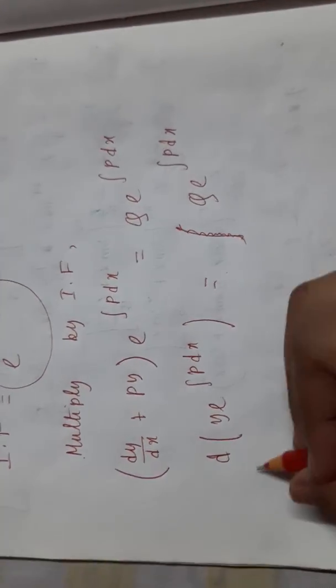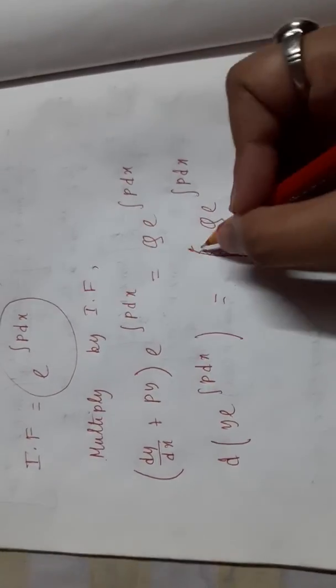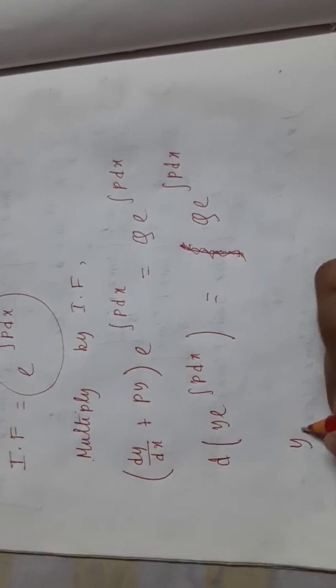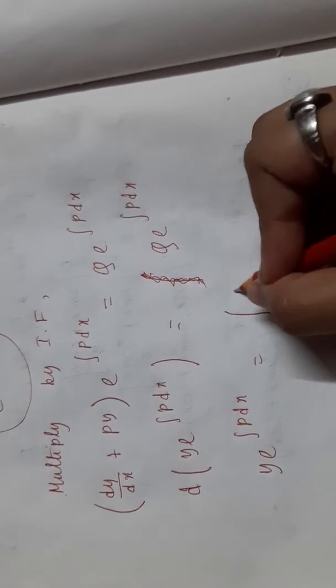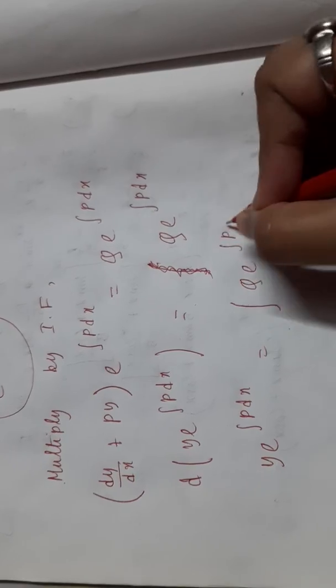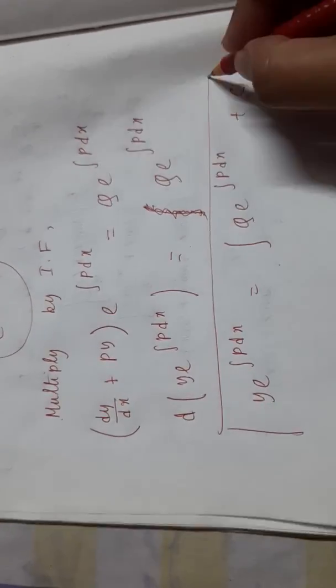Now for the value of y, we integrate both sides, and we have y e to the power integration p dx equals integration q e to the power integration p dx plus some constant c. So this is the solution.